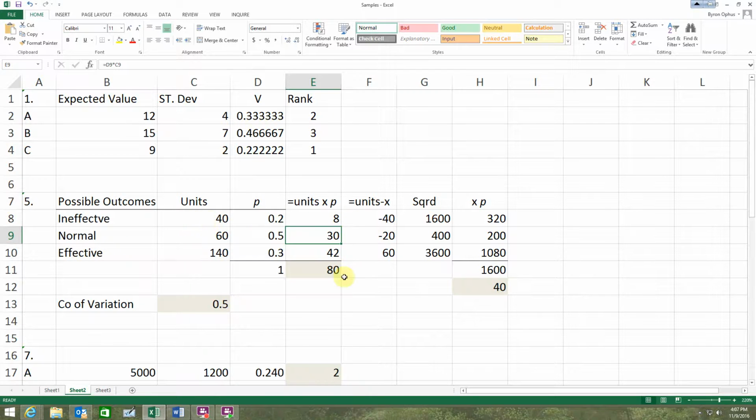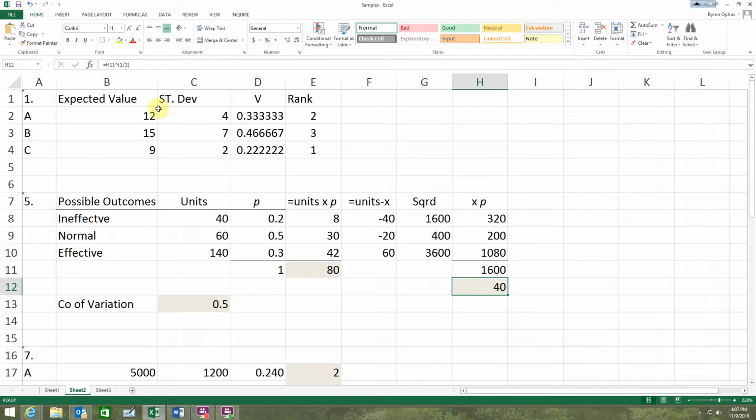Subtract our units here, subtract our expected value from our units, either one. Okay, again, you could do it backwards and it wouldn't hurt anything, because when you square it, it takes away the negative sign. Then you apply the probability again, like I have here, times the probability, so it's equal to my squared value here times my probability. And I carry that down. Get all 3 of those, I get my sum there, and my square root of that.